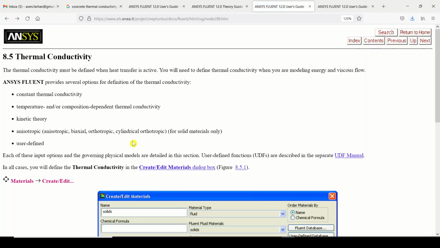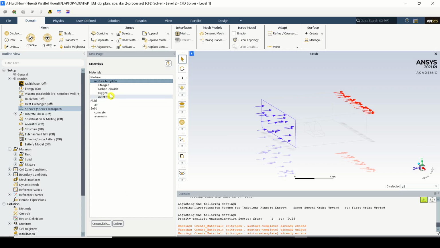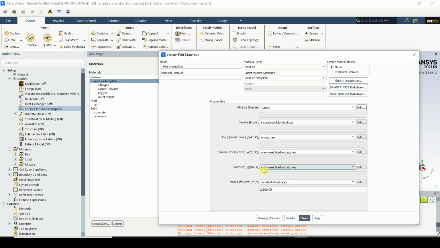So as we have seen in the previous video, when we were setting up the material mixture template material properties, we have selected the mass weighted mixing law for thermal conductivity. Let me go back and show you over here. You can see mass weighted mixing law is what we have selected.